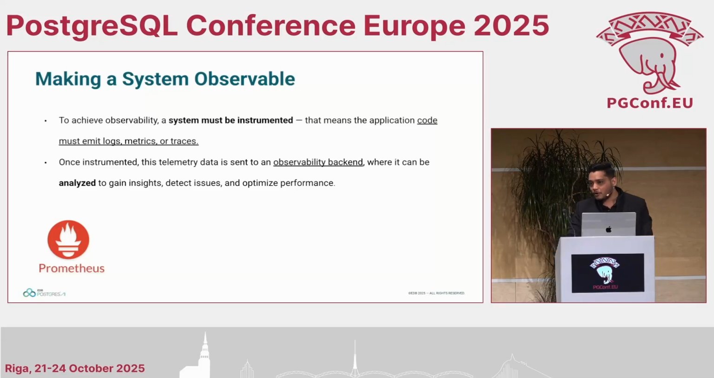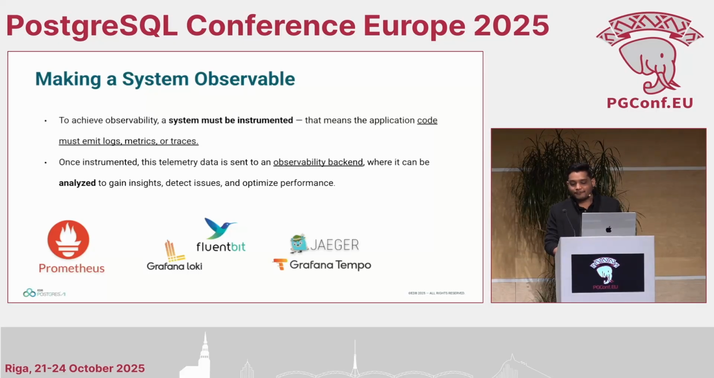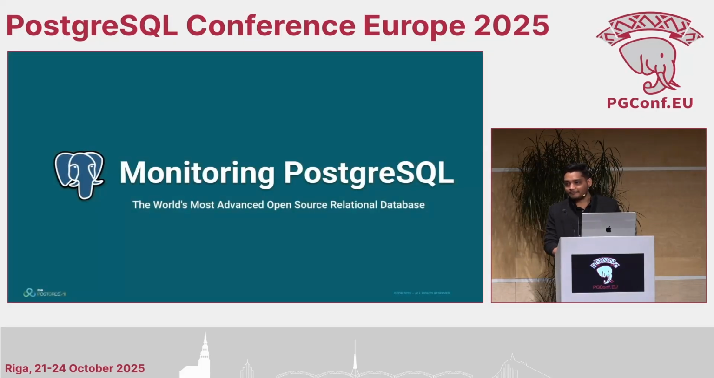Here I'm just focusing on the open source tools. The most famous battle-tested tool is Prometheus for metrics. Then for logs we have Grafana Loki and FluentBit. Then we have Jaeger and Grafana Tempo for traces. And finally, we have Grafana, which can visualize and collect all this data in a single pane of glass. So we will use Grafana here.